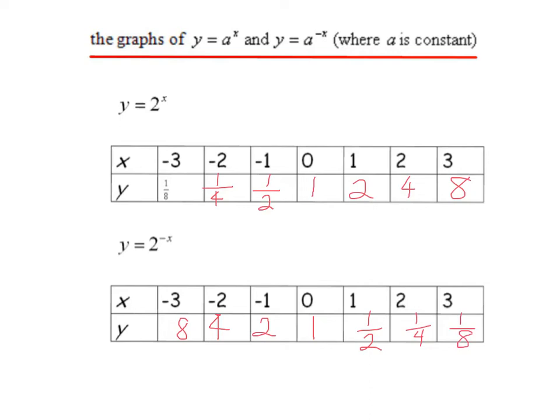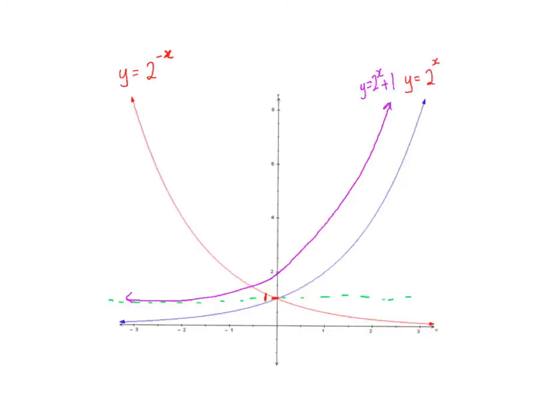Now, if we were to plot these points on a number plane, you would get these curves here. So you can see y equals 2 to the x is increasing as we go from left to right, and y equals 2 to the -x you can see is decreasing as we go from left to right.